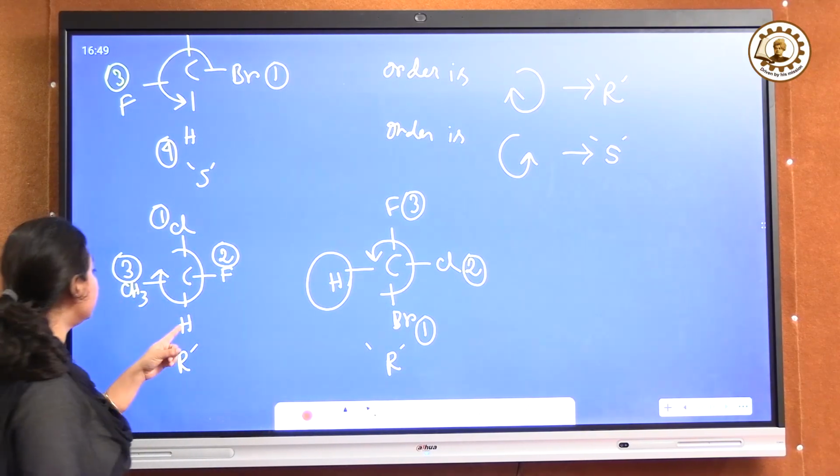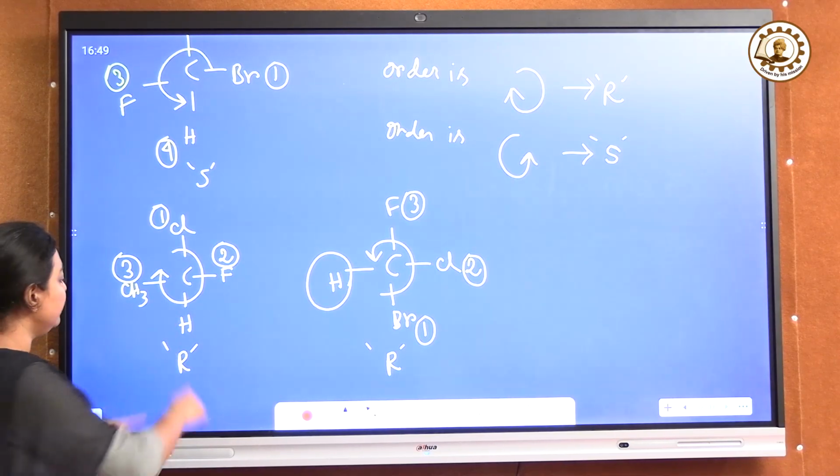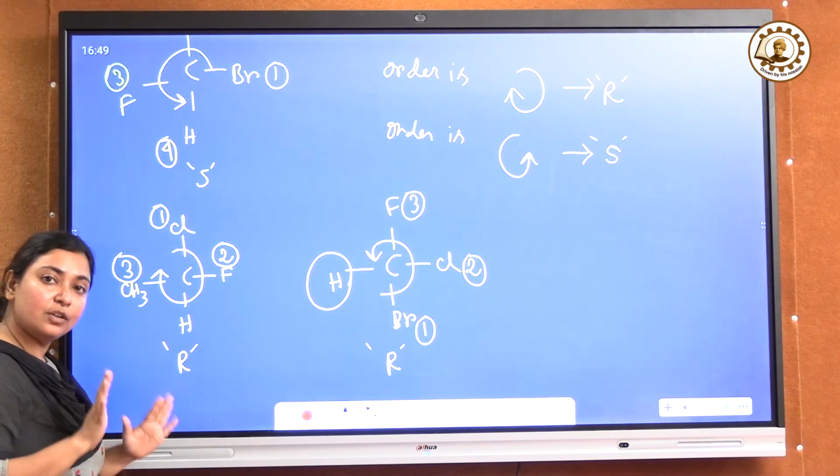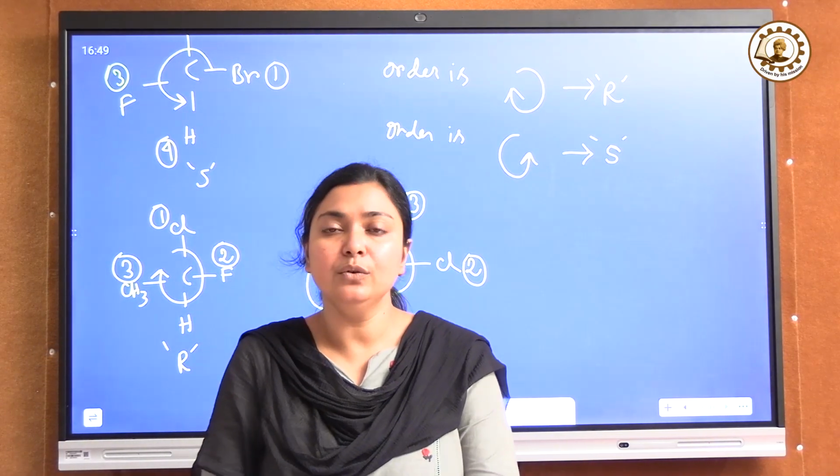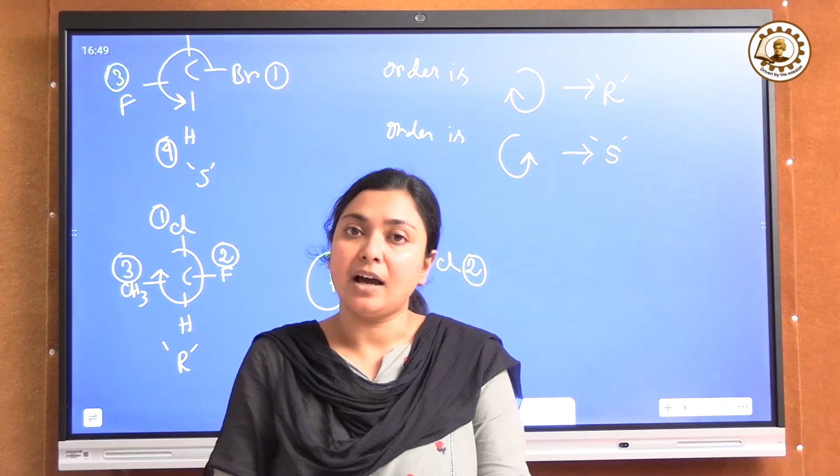And if we interchange the position of the hydrogen atom, then this molecule would also be an R configuration. That is how you have to find out whether the chiral carbon atom is R or S.